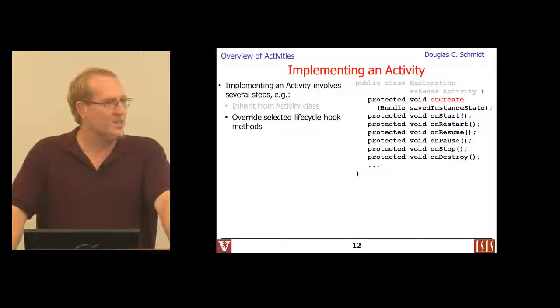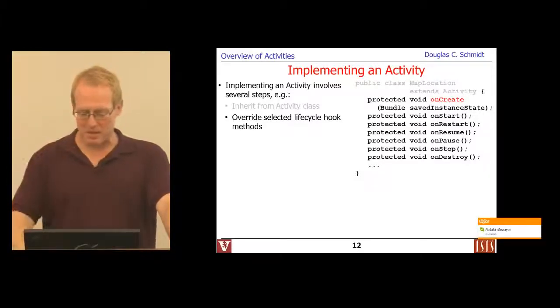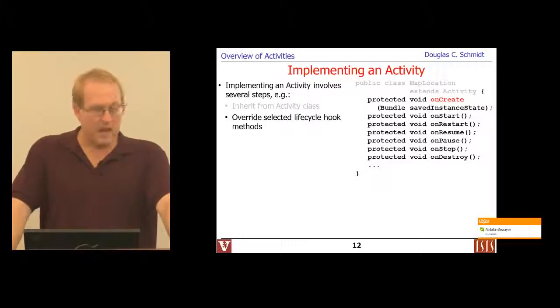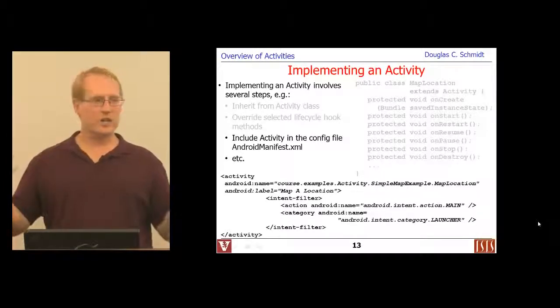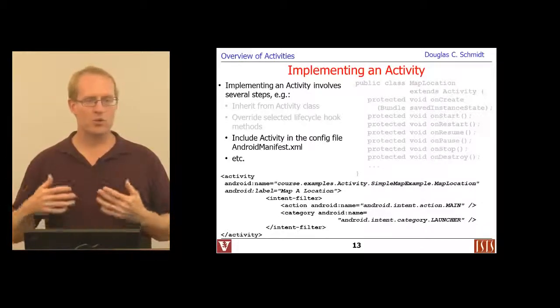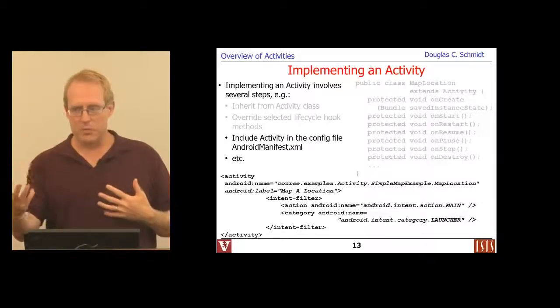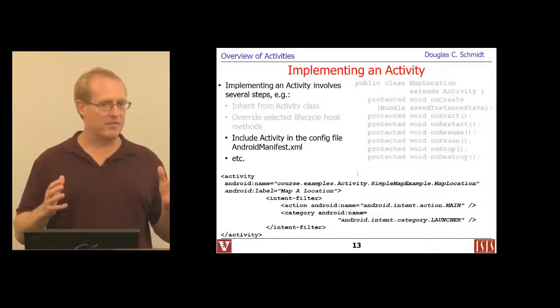The most important lifecycle hook method is the onCreate method. That's the one that's going to be used to initialize the activity when it first starts. And then we'll see how, depending on what happens, other hook methods may be invoked automatically. And then you'll include this activity in your AndroidManifest.xml file. And this is the file that's used to describe which particular pieces of things are going to be exported to the outside world, which ones are going to be used, various permission issues, and so on and so forth. They're all described declaratively in the manifest file.